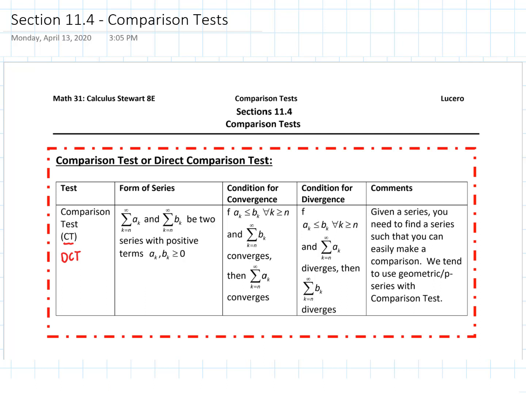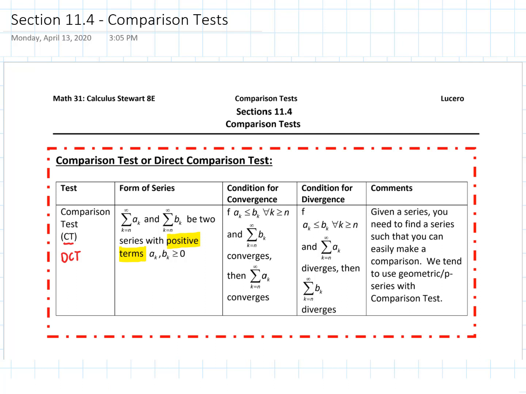This test uses two series, a sub k and b sub k, and they have to have positive terms. So that is something that's important. Keep that in mind. To use this test, we have to have positive terms in the series.